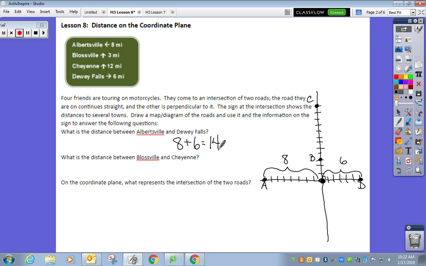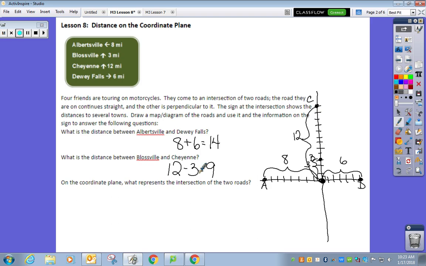Now it's asking for the distance between Blossville and Cheyenne. So Blossville, remember, was 3 miles ahead of me, and Cheyenne is 12 miles ahead of me. In order to figure out how far they are from each other, I could just count the distance between them, but since this one is this far from me and this one is this far from me, I can take the two and subtract them. 12 minus 3 equals 9. And if we count, we can prove that. 1, 2, 3, 4, 5, 6, 7, 8, 9 apart. So we're subtracting the two.